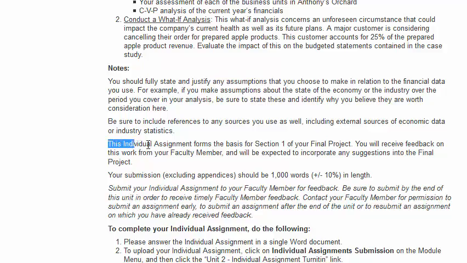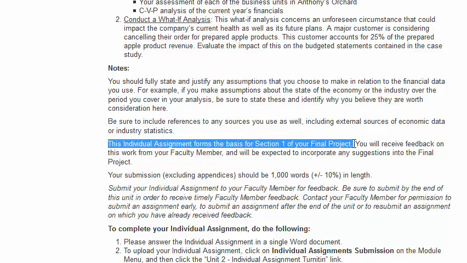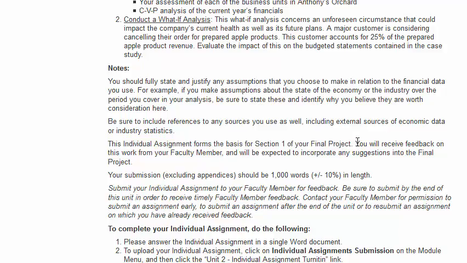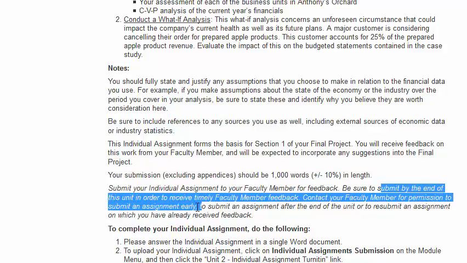You know that this individual assignment forms the basis for section 1 of your final project. After you submit, you will receive feedback from me, and you are expected to incorporate the suggested changes into the final project. Let me know if you cannot submit by the end of the unit, but make sure that you inform me and get an extended deadline, and that should not be more than 2 days.